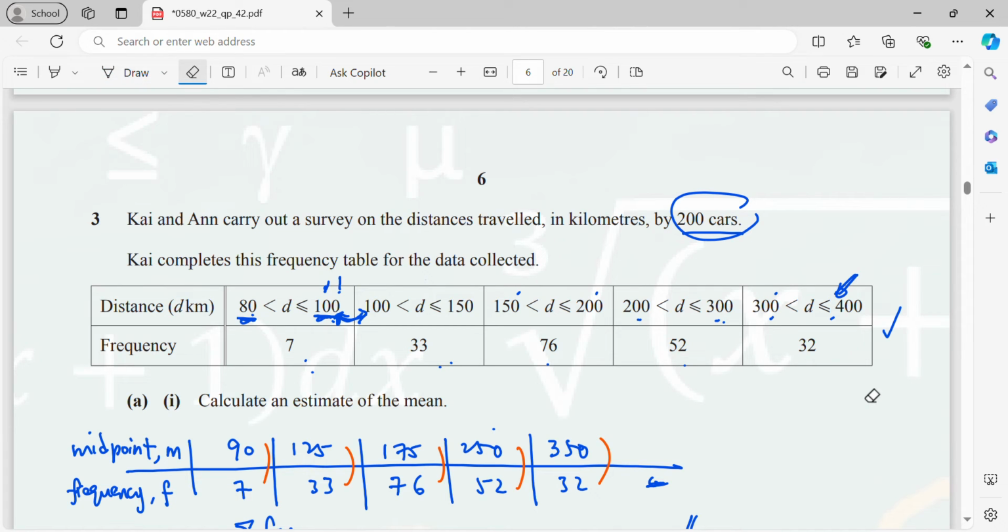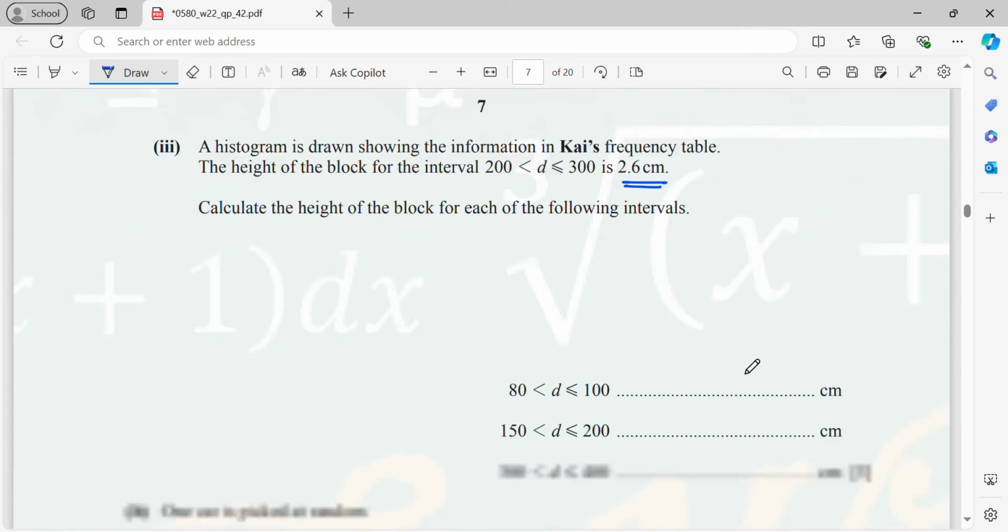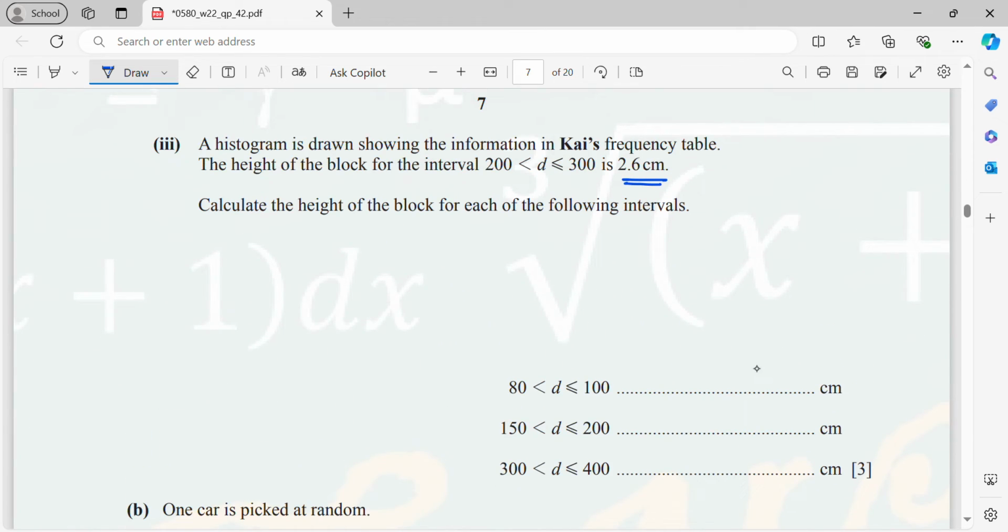So basically, I can find my class width. Class width is just subtraction, since the class boundaries are the same as the class limits. When you subtract, you will find that not all are equal values. Therefore, from now, I have to calculate the class width. So I will draw the table.